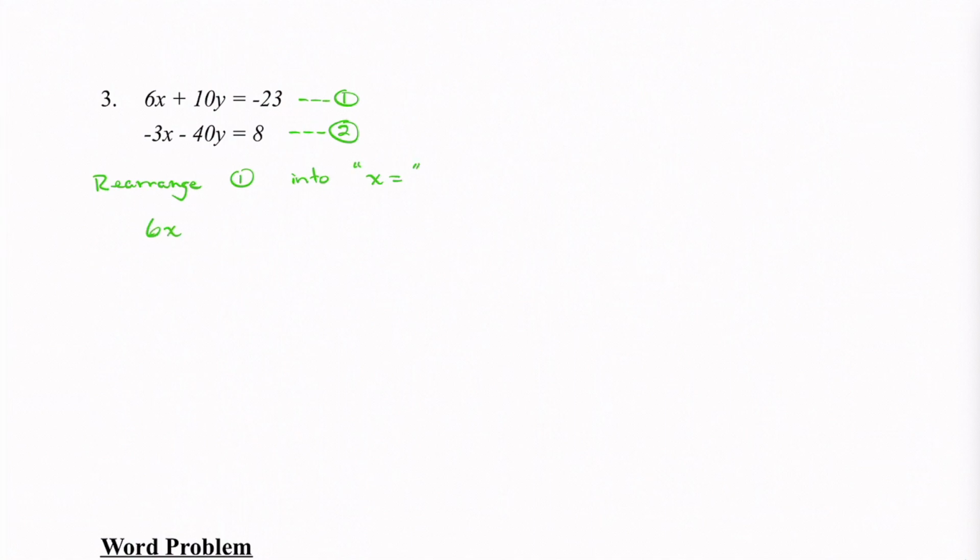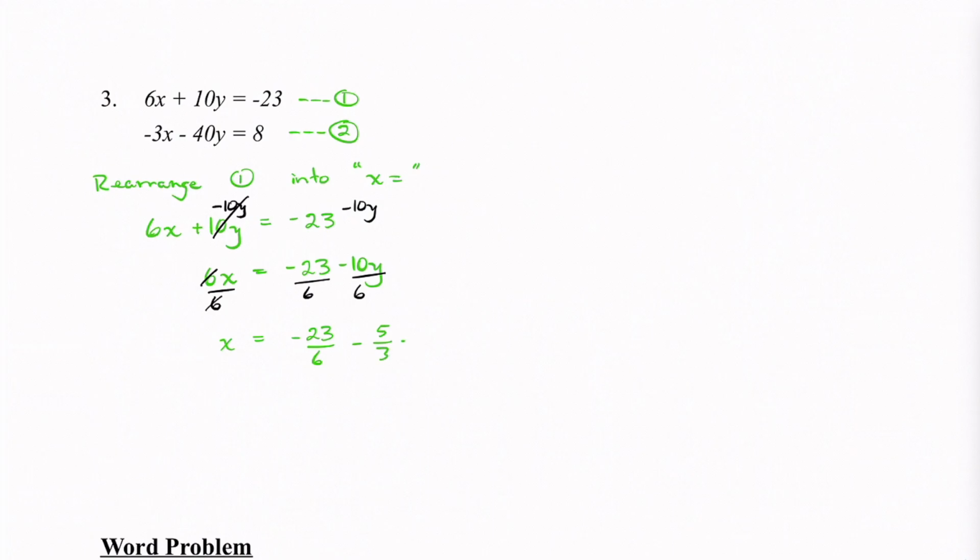So we had 6x plus 10y equals negative 23. I'll first subtract 10y from both sides to get rid of my 10y. So I got 6x equals negative 23 minus 10y. And then divide by 6 on all of my terms to get rid of these 6s. So we get x equals negative 23 over 6 minus, and then we can actually simplify 10 over 6. You can divide 10 and 6 both by 2, so you'll get 5 over 3y.